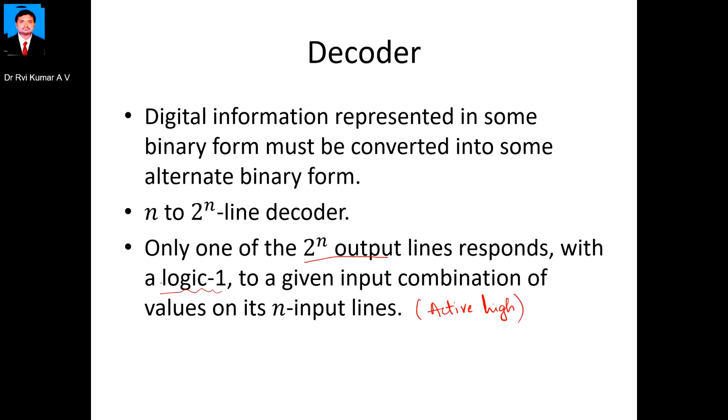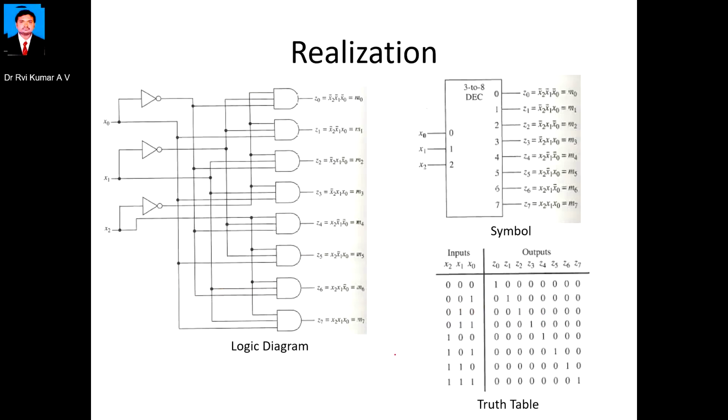Then only it responds with logic 1, so the output of the decoder I call minterms when the decoder output is active high. So let me show the block diagram and its functional diagram, or we call it the logic diagram, and how this works with the truth table.